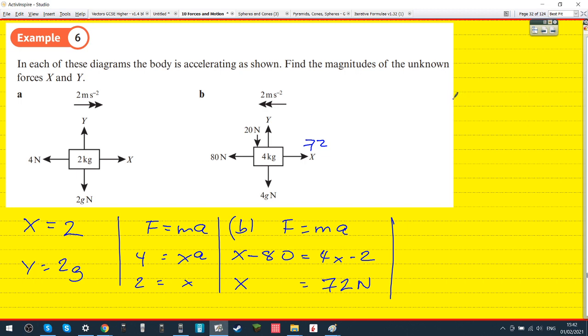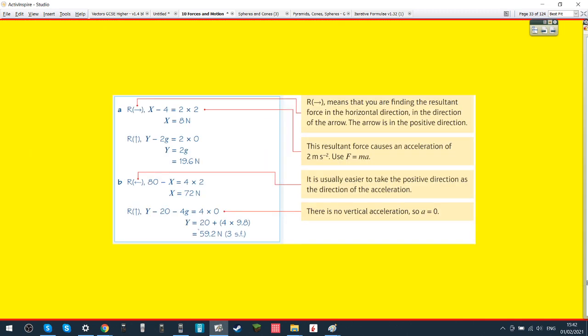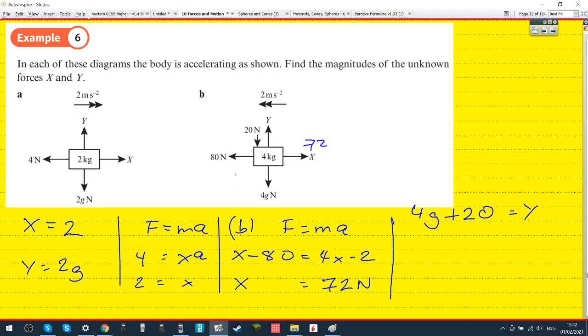And so here, would it just be like 4g plus 20? Yeah, equals y. That's it, literally. Because it's not accelerating up and down. 4g plus 20. So they got it as 59.2. Same thing. And then the other is 72. Great. I think we're all right there.